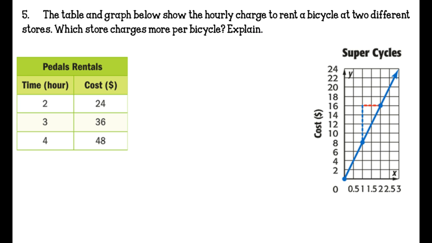Number 5, the table and graph below show the hourly charge to rent a bicycle at 2 different stores. Which store charges more per bicycle? Explain. So if we're trying to find per bicycle, well, it really would be per hour, not per bicycle, because this is showing that it's $24 for 2 hours, and then this one shows $16 for 2 hours. So we take 24 divided by 2, and we get this one is $12 per hour.